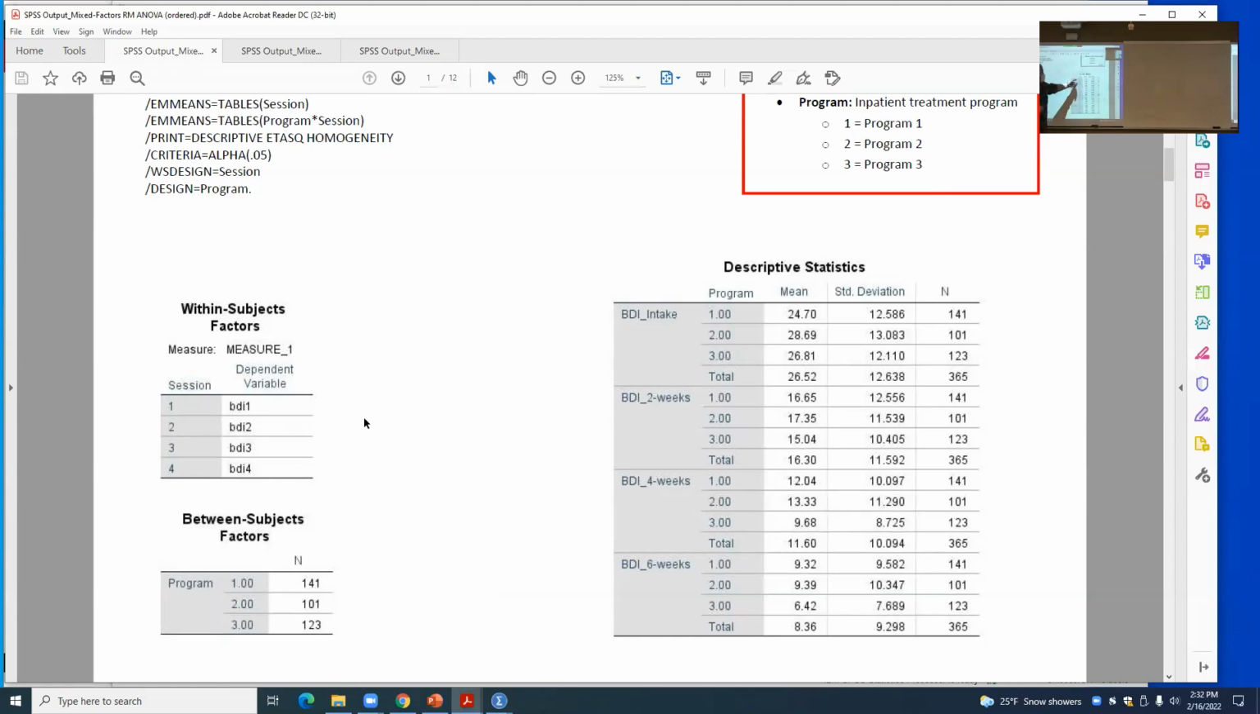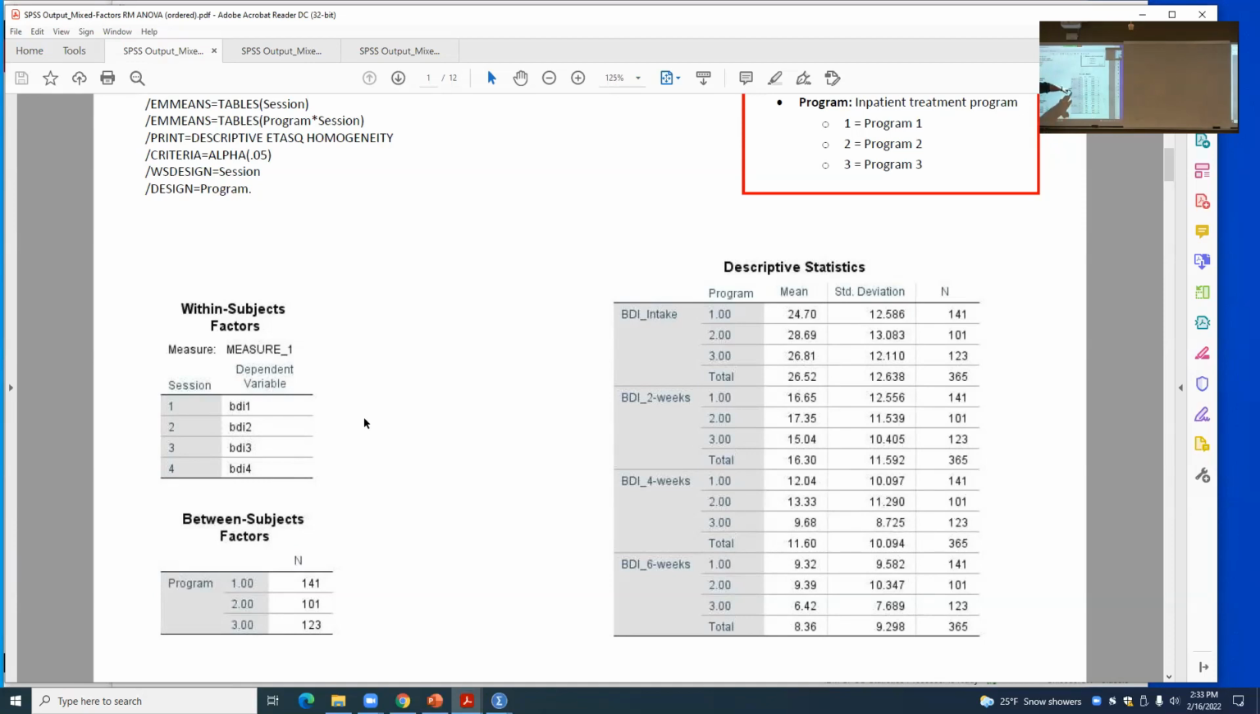So for program 1, at intake, we've got the mean and standard deviation for program 1, program 2, program 3, and then, collapsing across groups, right? If we go through and take a look at the value there, if I want to just say, collapsing across group, what's the mean value at intake? It's right down here on this total.